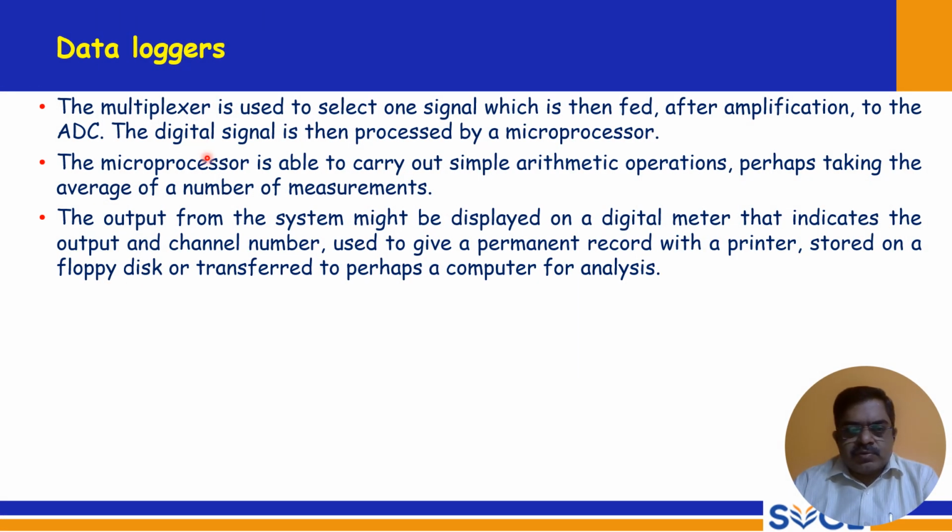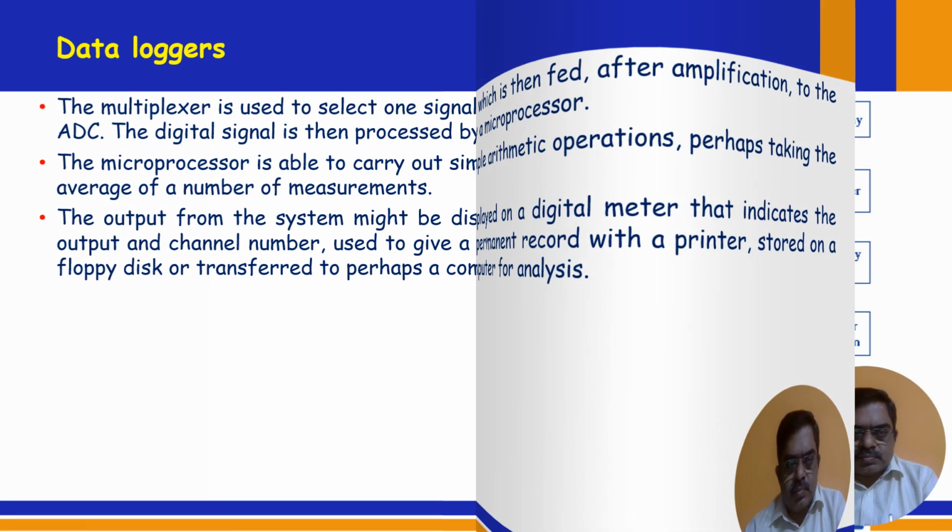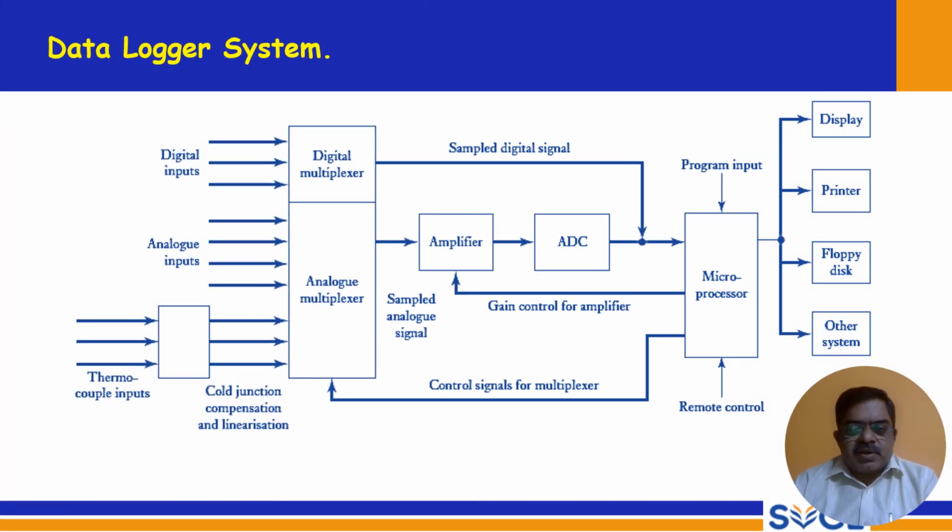The multiplexer is used to select one signal, which is then fed after amplification to the ADC. The digital signal is then processed by the microprocessor. The microprocessor is able to carry out simple arithmetic operations, perhaps taking the average of a number of measurements. The output from the system might be displayed on a digital meter that indicates the output and channel number, used to give a permanent record with a printer, stored on a floppy disk, or transferred perhaps to a computer for analysis. So this is a typical data logger system.